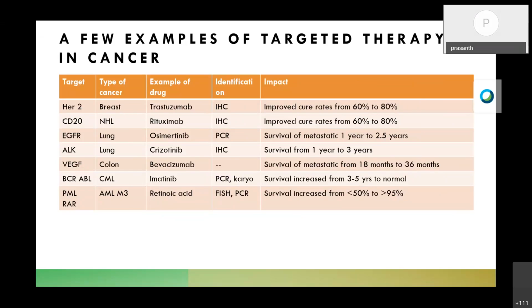bevacizumab, which is a targeted agent, improves the survival of metastatic disease from 18 months to 36 months. And last but not the least, in hematological malignancies, imatinib in chronic myeloid leukemia.